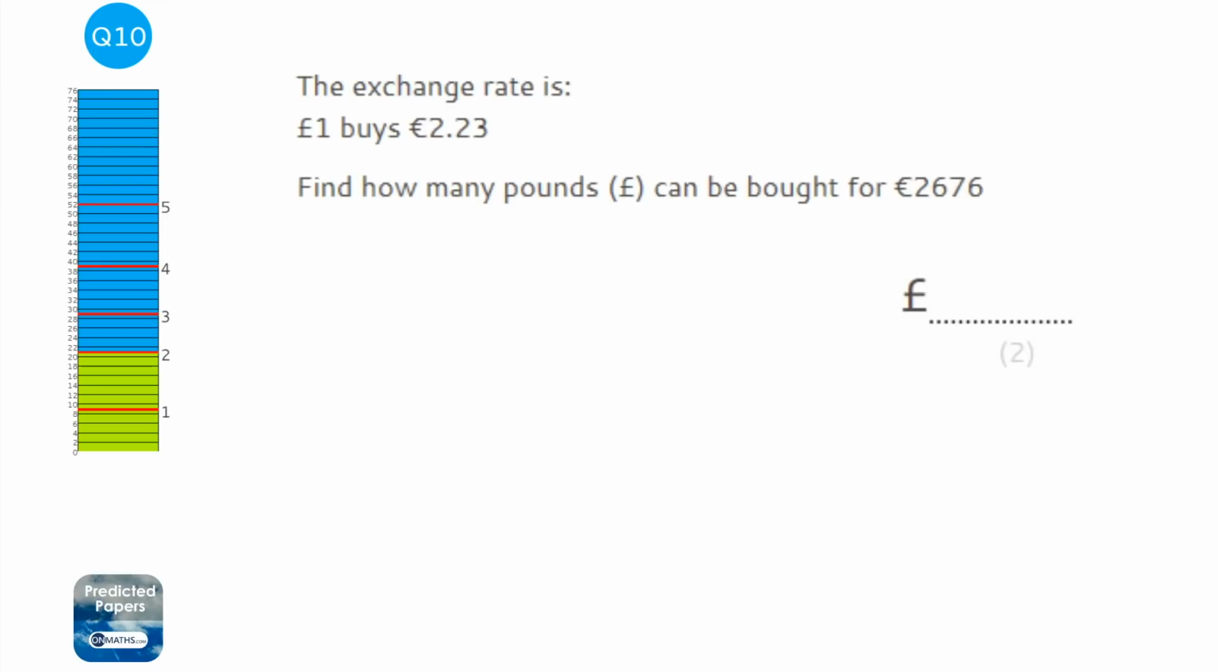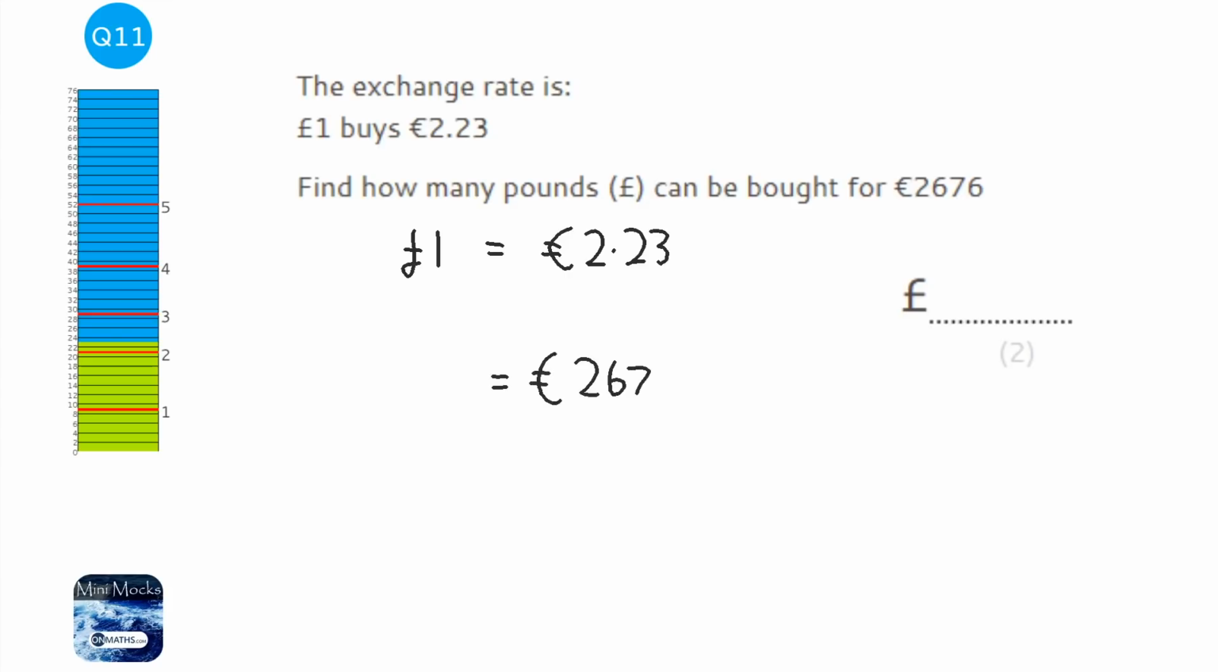Okay, so there are quite a few different ways of doing this question. One way I'm going to show you now, the fact that £1 equals, not very good at drawing euros, 2.23 euros. And we need to get it equal to 2,676. And so we've got to work out how do you get from here to here. Now, the way of doing that is 2,676 divided by 2.23, and all on the calculator.